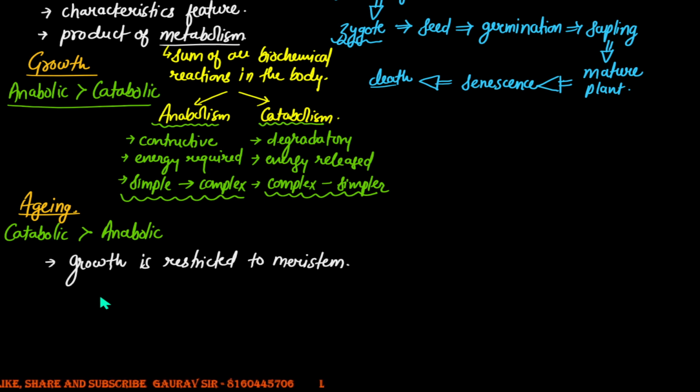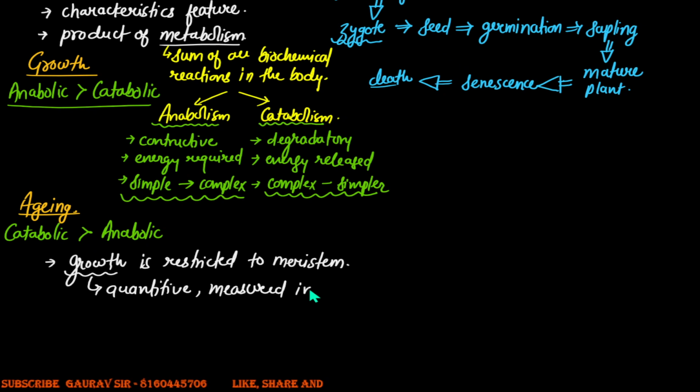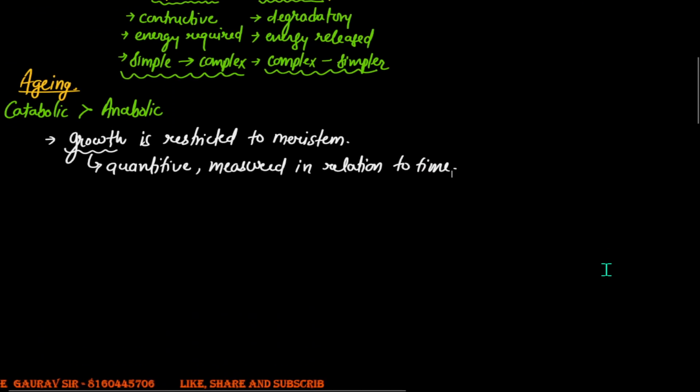Okay. Now, growth for a plant is quantitative, right? Since it is quantitative, it can be measured in relation to time. See, when the plant starts to grow, the size of the plant is very small and the number of leaves is less, but as it grows, you can actually measure the length of the plant. Along with that, you can also count the number of leaves in the plant, right?